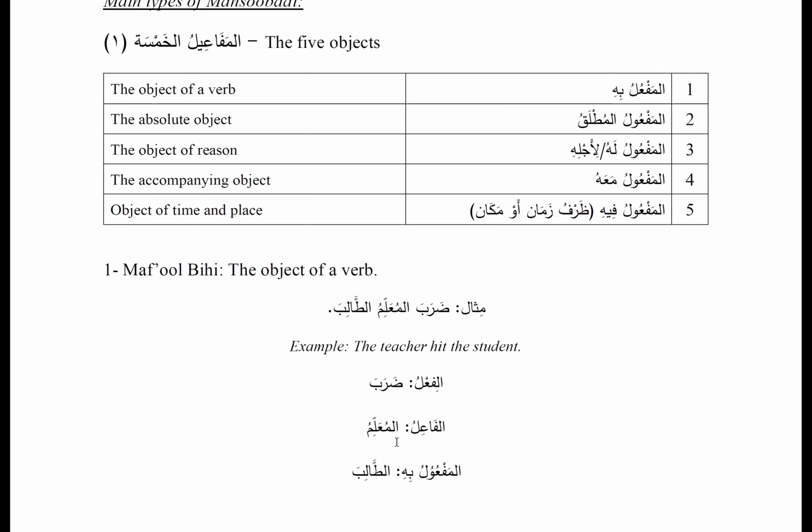Now, who did the teacher hit? On whom was the action done? And that is the maf'ul bihi, or the object of the verb. And that is at-talib. As you can see, at-talib has a fatha. That shows that it is mansoob, while the mu'allim has a dhamma, that shows that it is marfu'. So mu'allim is fa'il, and that is from the marfu'at. Talib is maf'ul bihi, and it's from the mansoobat.